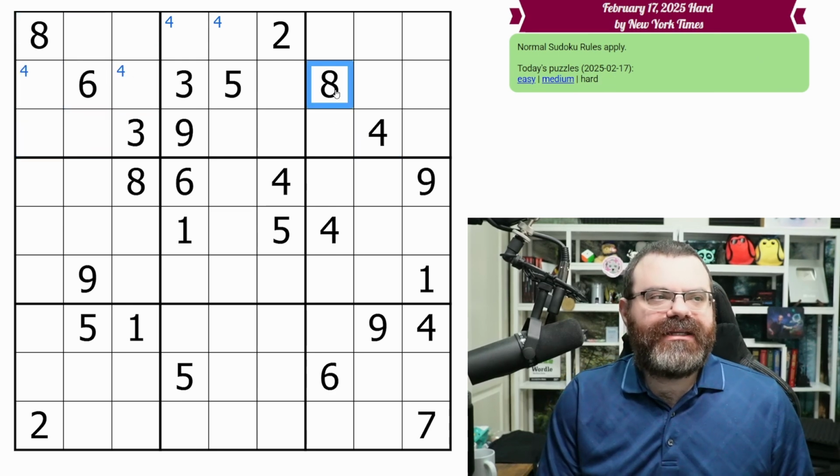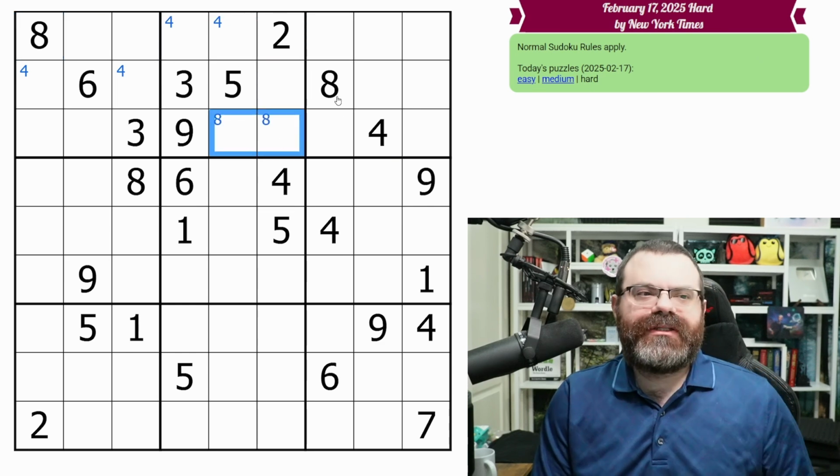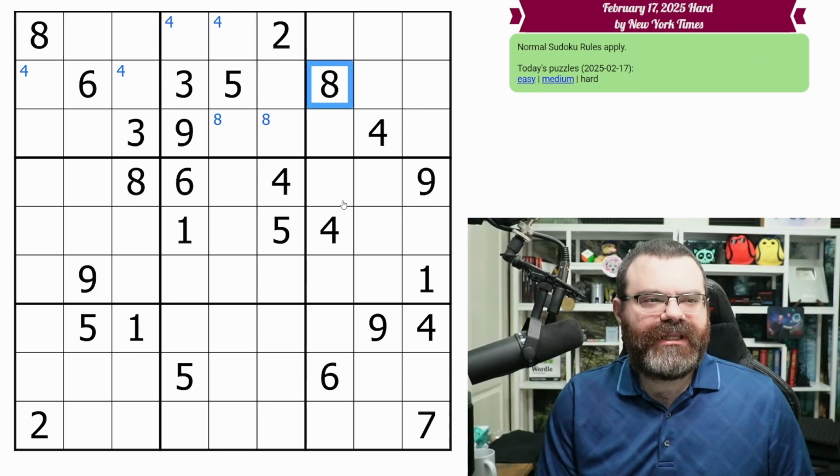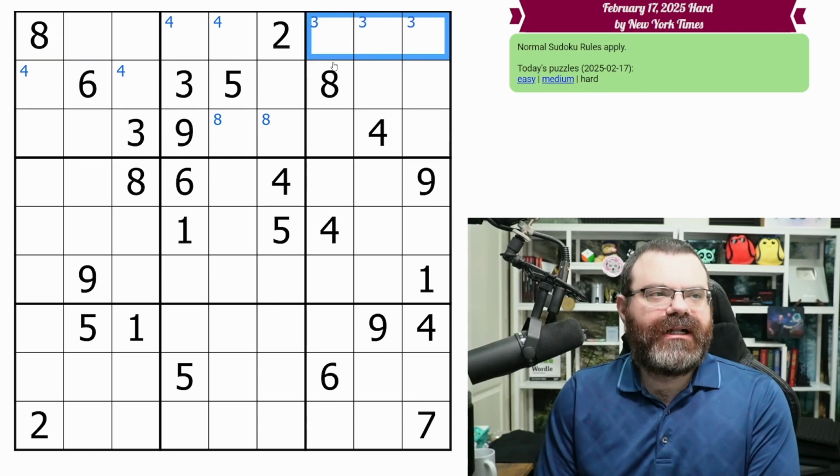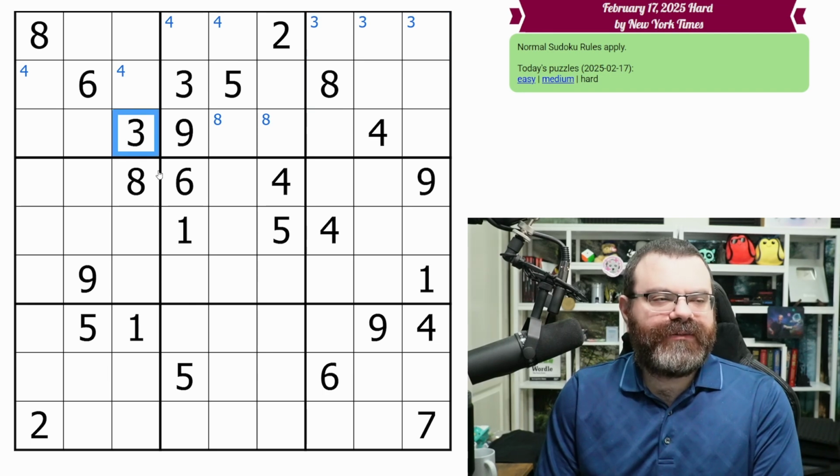All right, we have an 8 here. We have two 8s. That puts an 8 in one of these two cells. Vertically, I don't see anything with 8s. All right, let's do the 3, 6, and 8 now. We have two 3s here. Puts a 3 up here. Vertically, nothing. The 6.